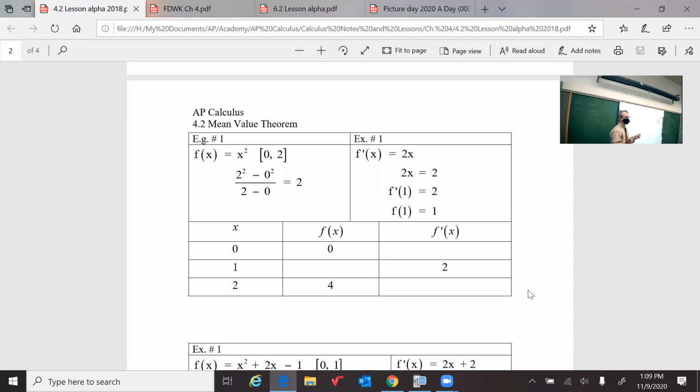So this is, ready? This is 1. Average change has to be equal to the instantaneous change. And this is when. At 1, the instantaneous change is 2, which equals the average change. So that's your model. We're going to pause this. Use that model to go to problem number 1.